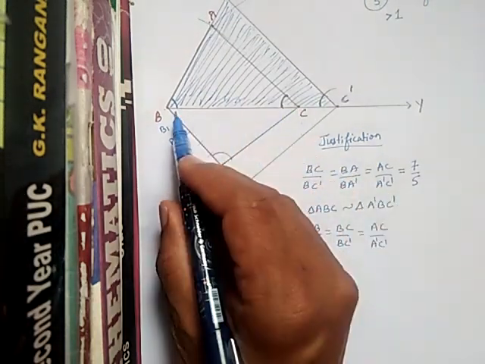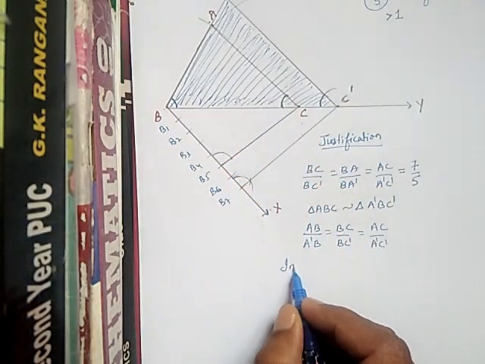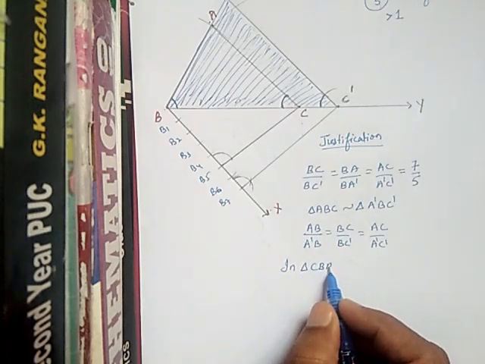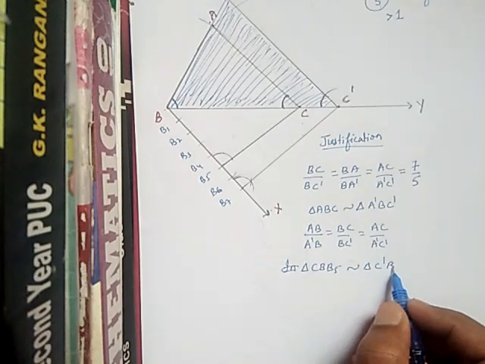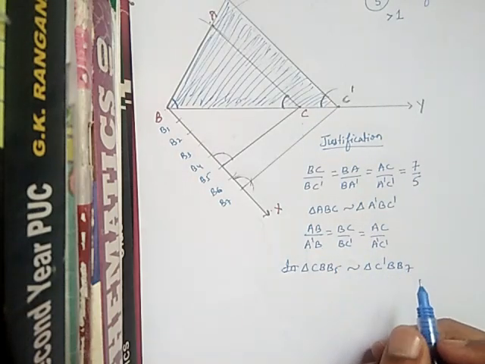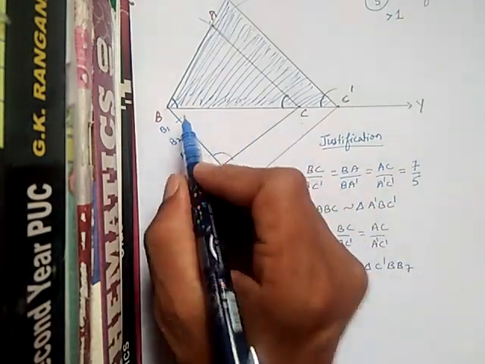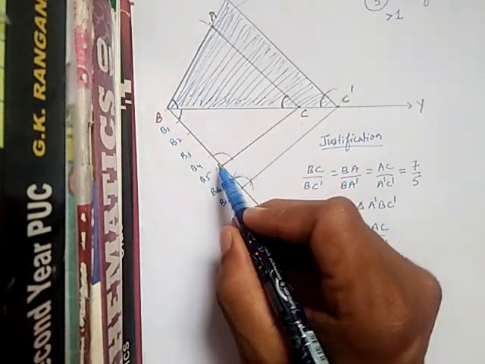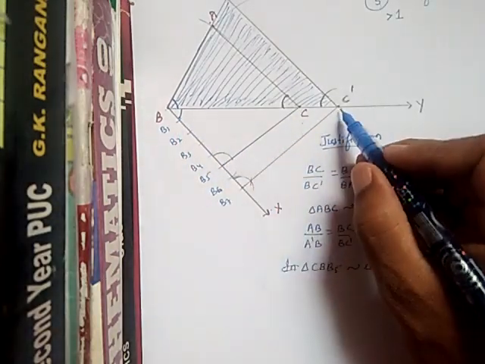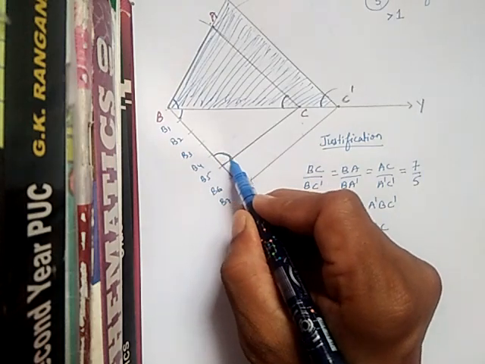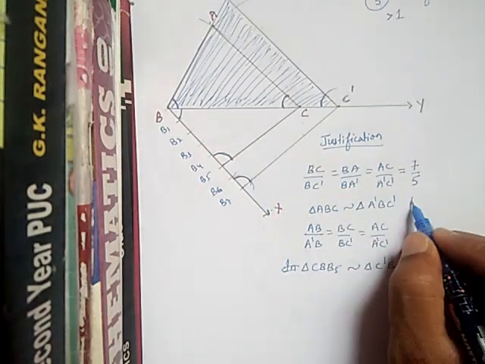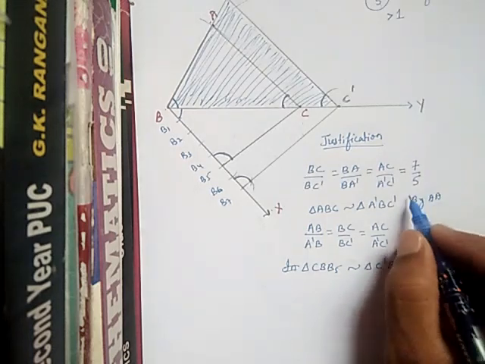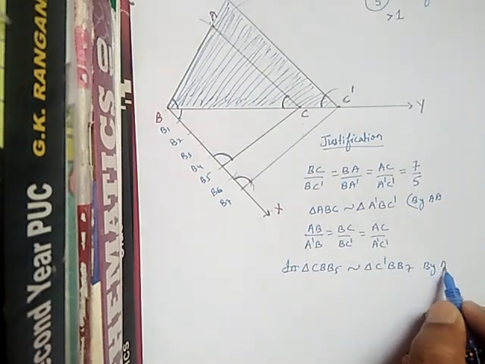In triangle CBB5, you can say it is similar to triangle C dash BB7. Why? Because for both the triangles, this angle is common. Since B5C is parallel to B7C dash, these two angles are corresponding angles and these two are equal. So by AA property, this also by AA property you can write.